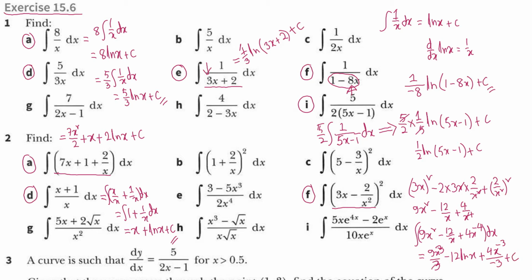So we can simplify by writing one more line, which is 3x cubed from the first part, then minus 12 ln x, and the last one is minus 4 divided by 3x cubed on the denominator, plus c. So this is our answer of this question number F. Now we are trying to solve question number I.